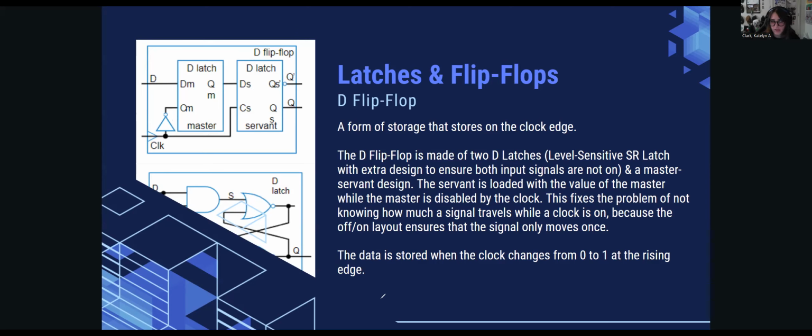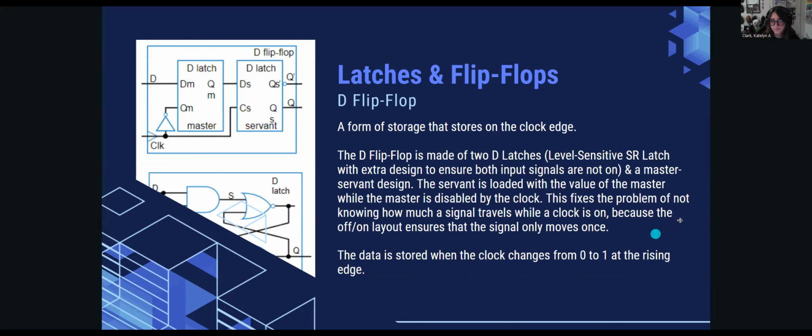So I wrote here that the data is stored when it changes from a 0 to a 1 at the rising edge. So if we think of a clock, it is basically this, where this is when the clock is off, so at 0, and this is when the clock is on at 1. That value gets stored right here as soon as it flips.